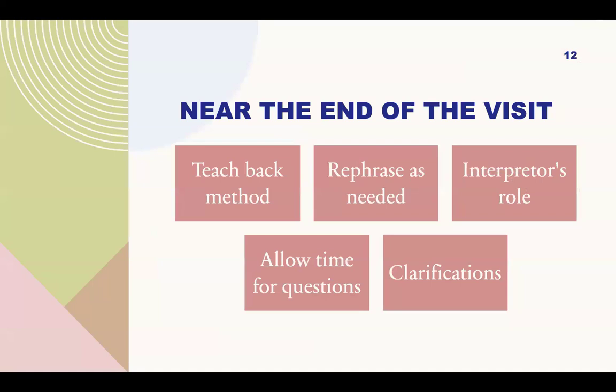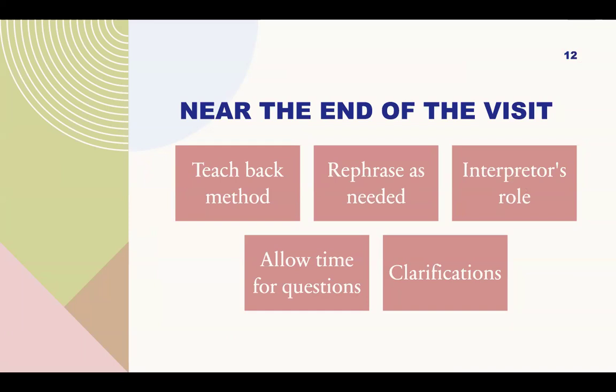And these are some things that you would want to consider for near the end of the visit. The teach back method: after providing information or instruction, ask the refugee or immigrant to repeat the information in their own words. This helps confirm that they understood correctly. For example, you might say, "Can you tell me how you will navigate the supermarket?" rather than, "Do you understand?"